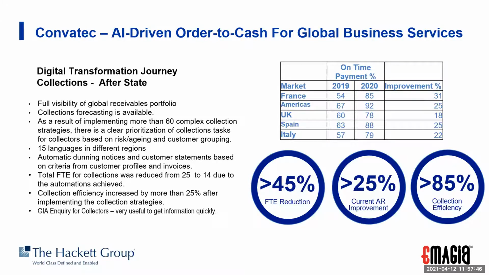Like you can see, as I showed you in the previous slide, in 2019, the on-time payment by customers was this. And in 2020, after implementing Imagia, a significant increase in the collections. I would say it's purely because of more coverage and more customers seeing the statements, getting dunning letters. As a result, we are getting more on-time payment from the customers.